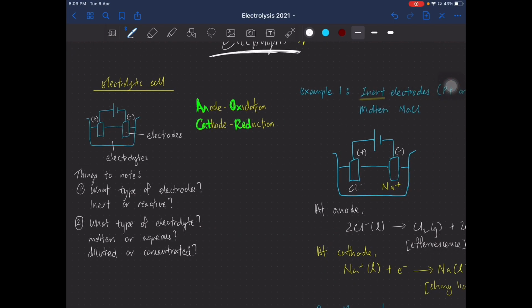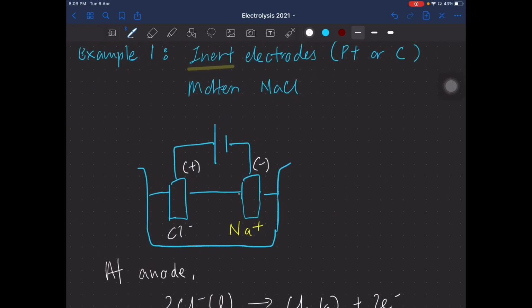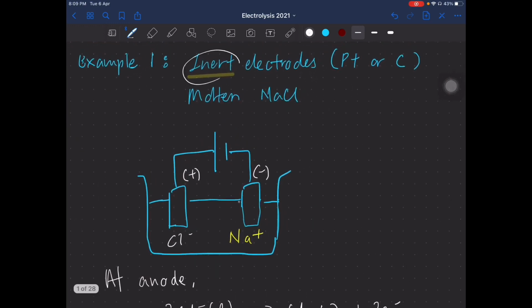So let's take a look at a few examples and see whether we can apply these two questions to the scenario. First and foremost, let's talk about when you have inert electrodes. Now, inert means that they are unreactive. So there's only two unreactive electrodes that you'll come across. One is those that are made of platinum, the other one is those that are made of carbon.